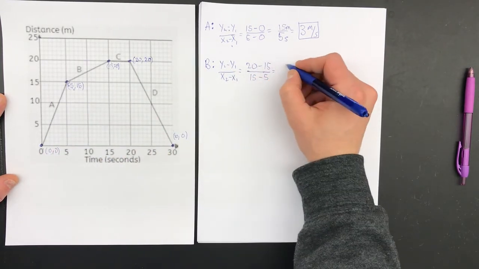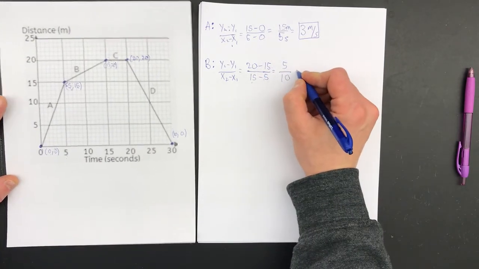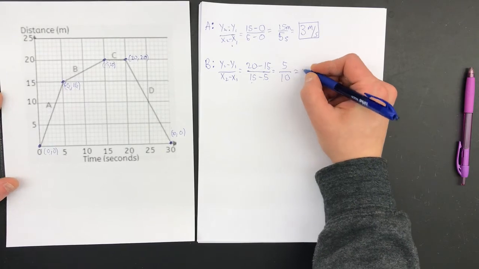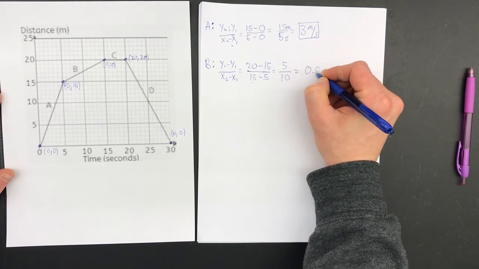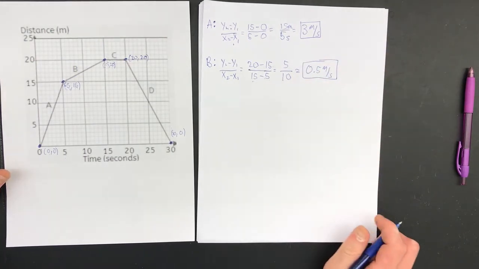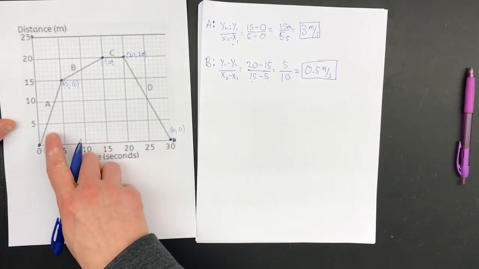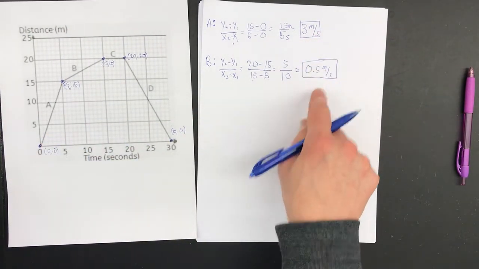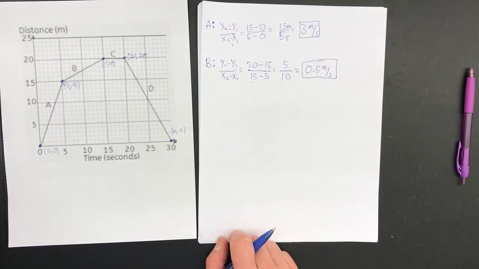So we'll do 20 minus 15 on top gives us 5, and 15 minus 5 on the bottom gives us 10. So 5 over 10. And again, it's a positive slope, but this time it's 0.5 meters per second. 5 divided by 10 is a half. So we can see A is faster than B because it's steeper, but when we calculate the slope, we also get a higher number for velocity than letter B, too.